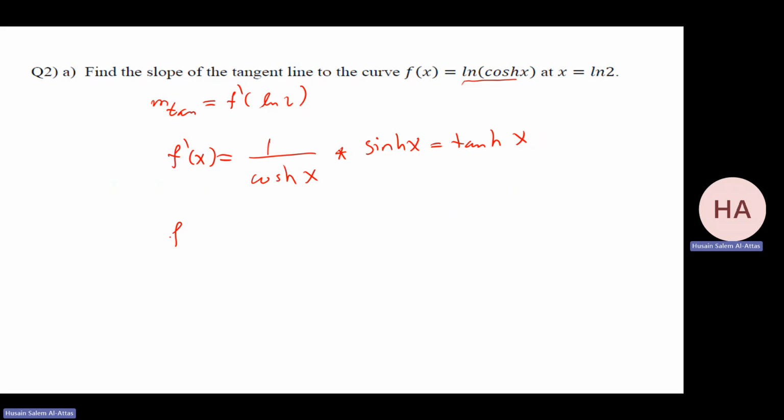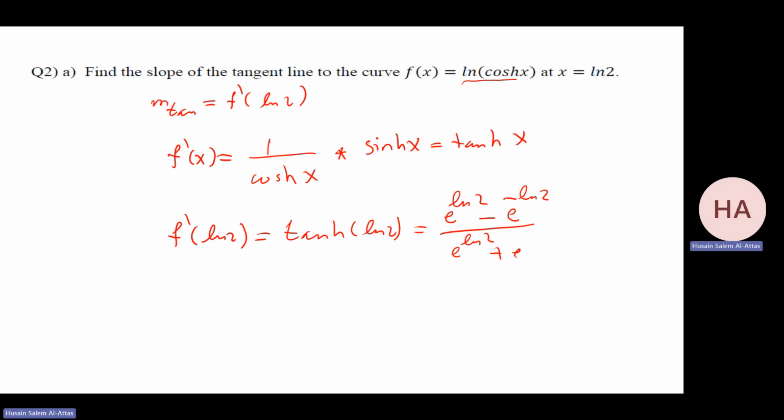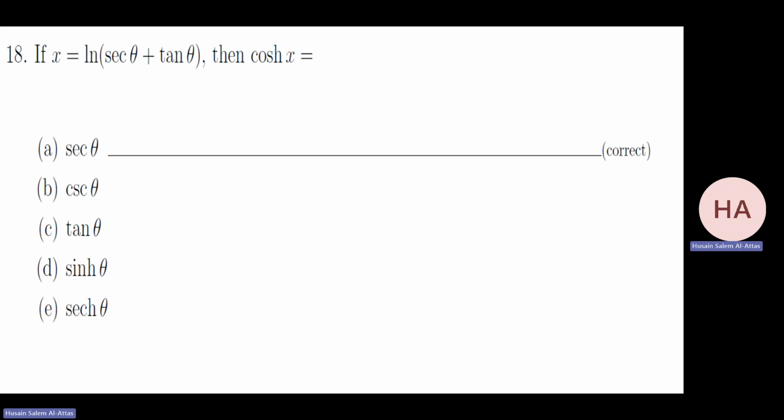Okay. I need to find f prime at ln 2. That will be tan hyperbolic ln 2. And that will be e to the ln 2 minus e to the minus ln 2 over e to the ln 2 plus e to the minus ln 2. Cancel 2 with 2. So that will be 2 minus half over 2 plus half. That will be 3 over 2 over 5 over 2. That will be 3 over 5. That will be my answer.